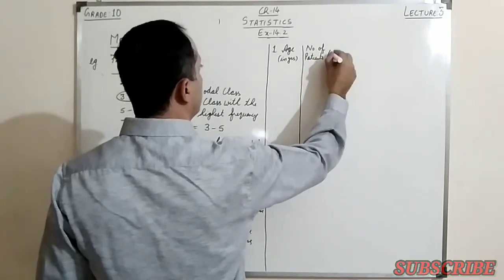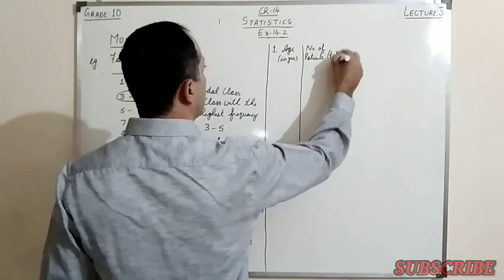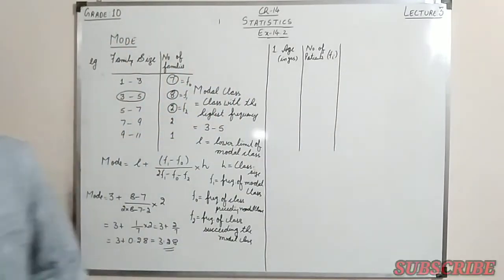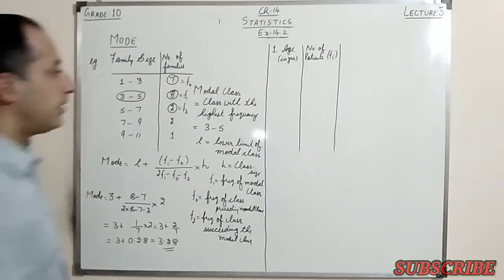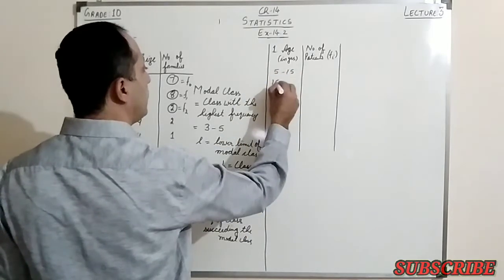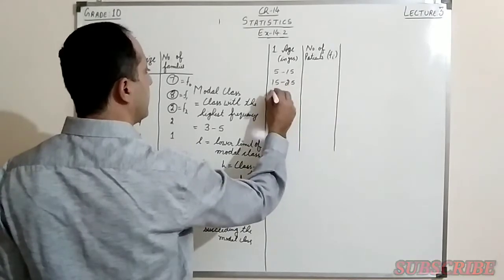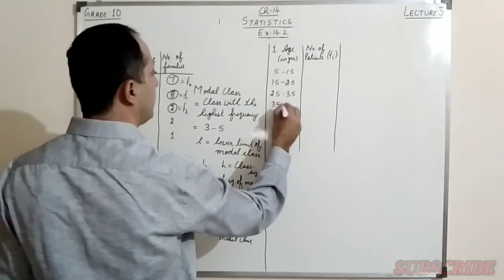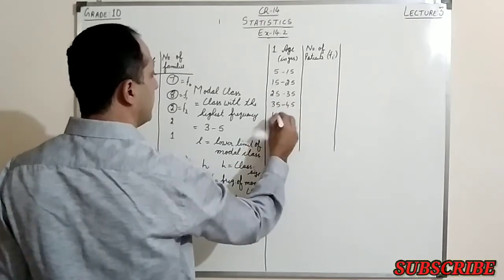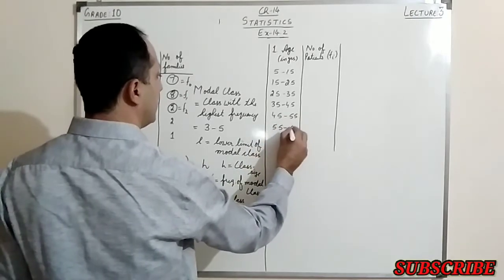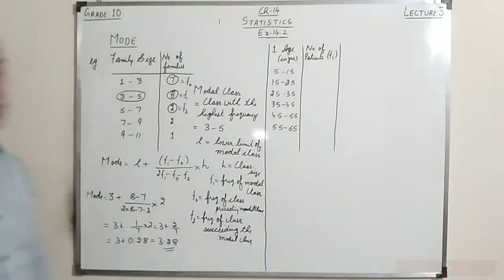This is our frequency. Alright. Next thing, let's make the table. It's 5 to 15 first. Then we have 15 to 25, 25 to 35, 35 to 45, 45 to 55, and finally 55 to 65. So these are the intervals of the age which is given to us, and the number of patients.